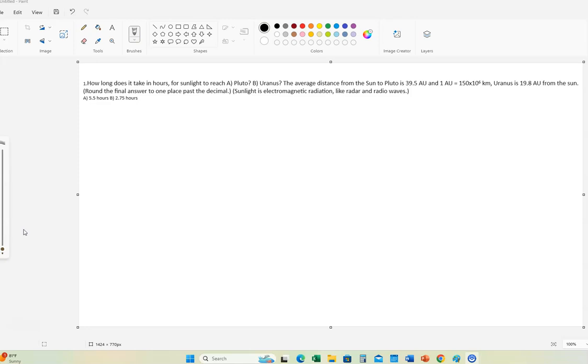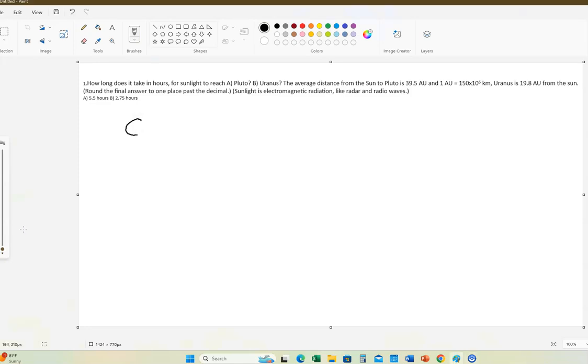So what we're going to do is say the speed of light is the distance that something travels divided by the time it takes to travel. And really what we're looking for is t. So I'm going to rearrange this equation and solve for t. And this is in the formula sheet as well. The final answer solved for t.